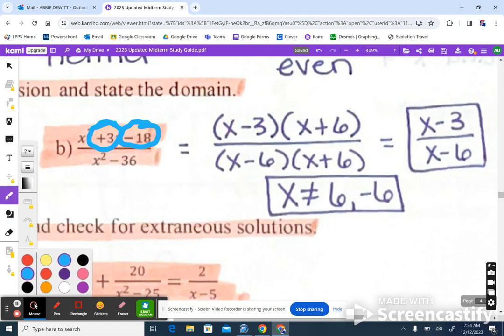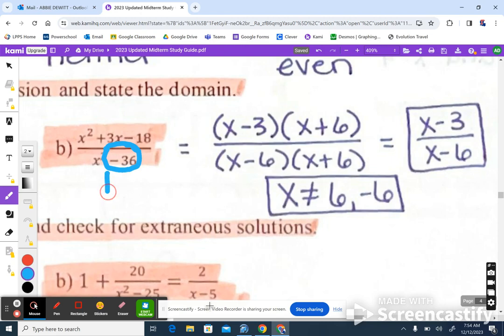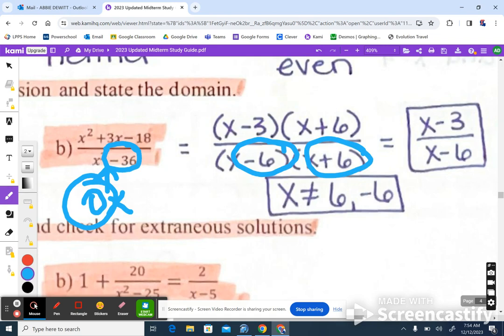And then in your denominator, x squared minus 36. What two numbers multiply to negative 36? And this is understood 0x. So what two numbers multiply to negative 36 and add to 0? So that's going to be the same number because you need to add to 0, but opposites, one positive, one negative. Negative 6 and positive 6 multiplies to negative 36 and adds to 0.